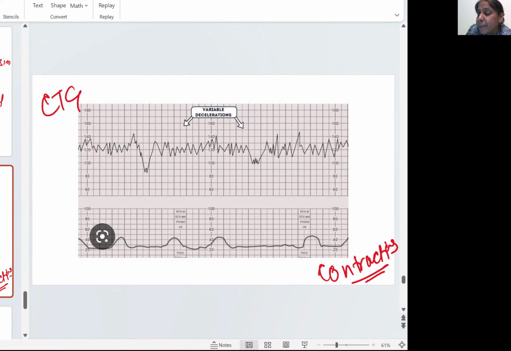Okay, what is variable deceleration? Variable deceleration means that contraction waves and deceleration waves have no relation. See, this is the contraction peak and this is the deceleration peak. No relation. See, no relation.